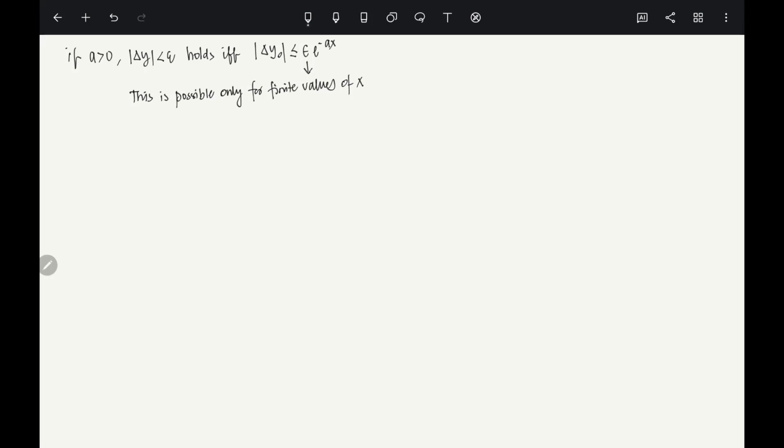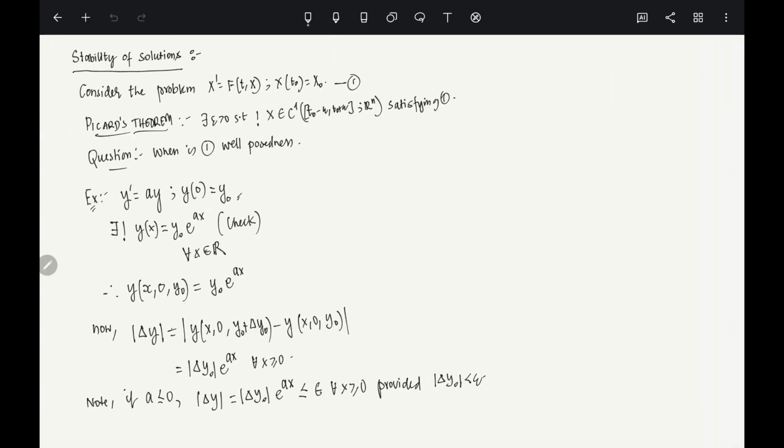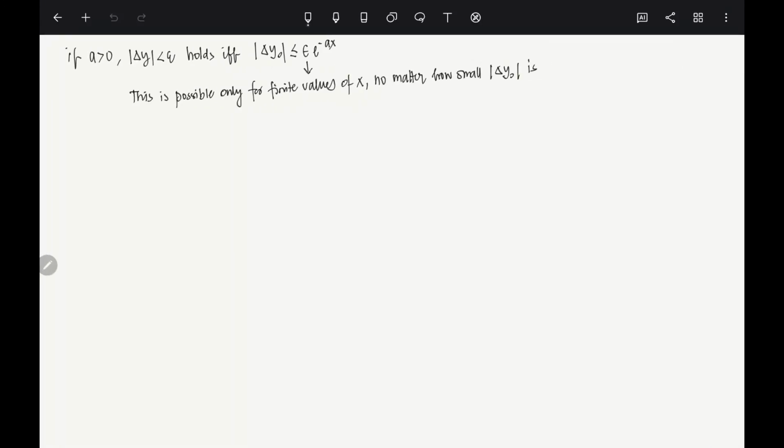No matter how small the modulus of delta y naught is, you do realize that in this case you cannot really say that this problem is stable on 0 to infinity. You can think of it like that, right? So in this case the solution is stable, but in this case there is an issue, right? We cannot talk about this sort of stability, okay?